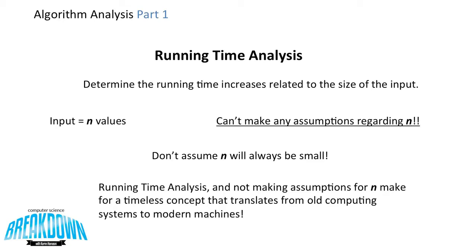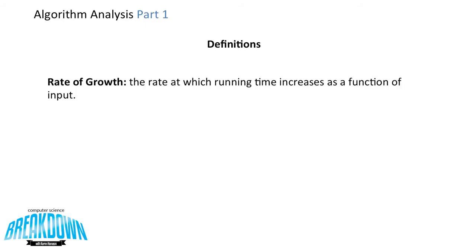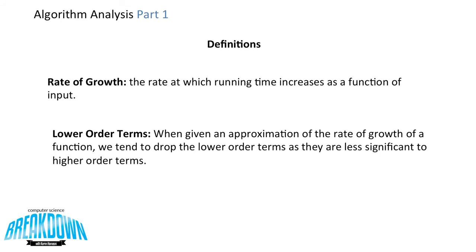So with running time analysis and not making assumptions for n, this creates a timeless concept that translates from old computing systems to modern machines. So let's look at some definitions. The rate of growth is the rate at which running time increases as a function of input. Lower order terms: when given an approximation of the rate of growth of a function, we tend to drop the lower order terms as they are less significant than higher order terms.